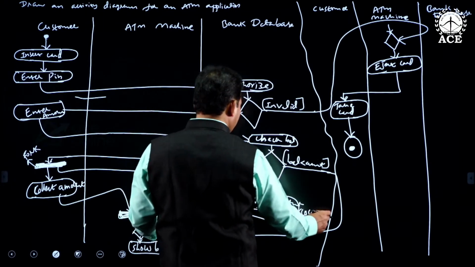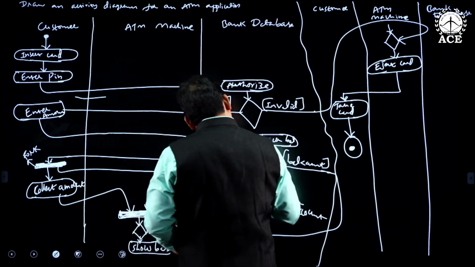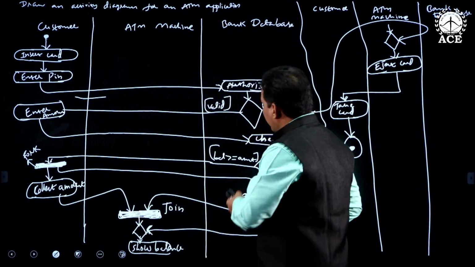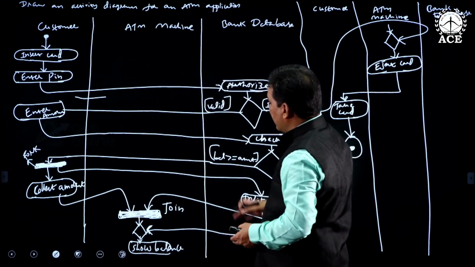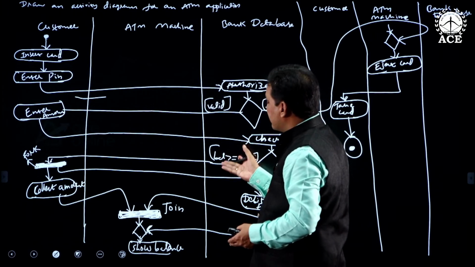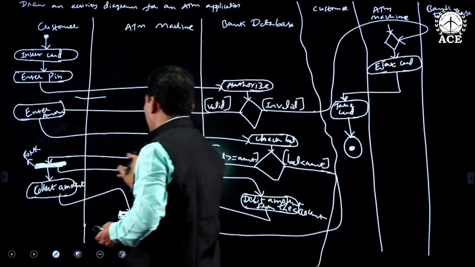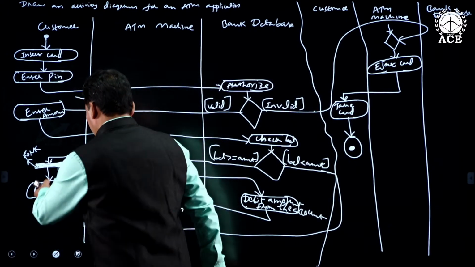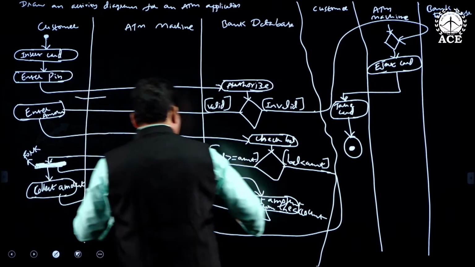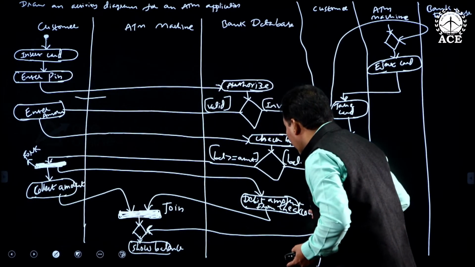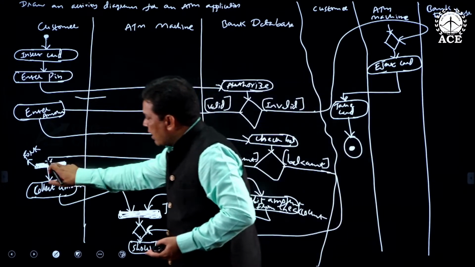If the balance is greater than the amount you entered, for example you entered 10,000 for withdrawal and your account balance is 15,000, no problem. What will happen here? You will collect the amount. A parallel activity takes place here, as well as debiting the amount from the account. So this we call a fork.